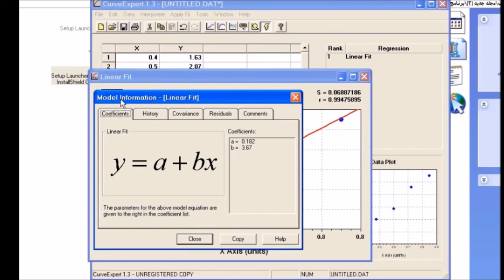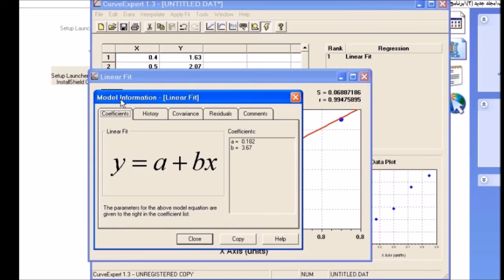By this way, we analyze our result and get g, which equal 9.538. And now we will go to the last step to calculate the error.